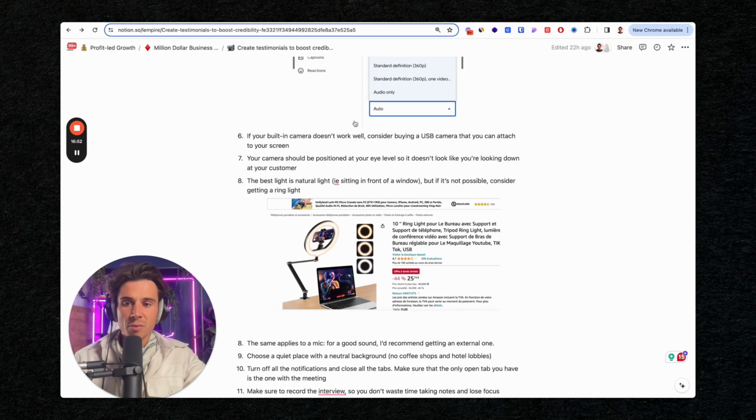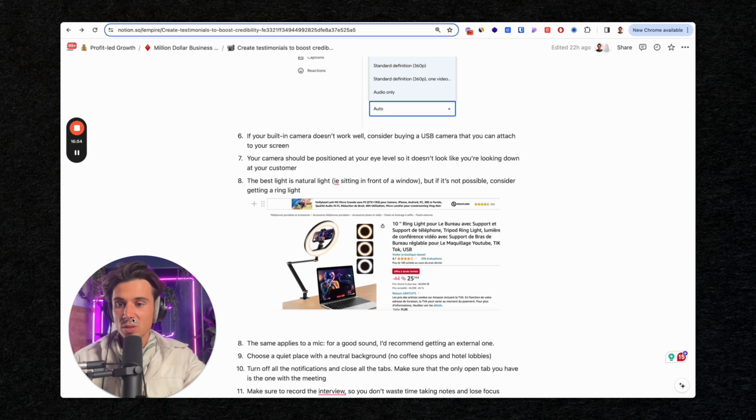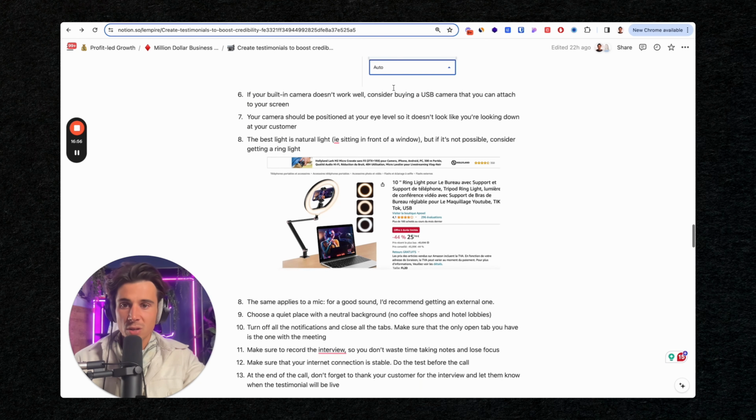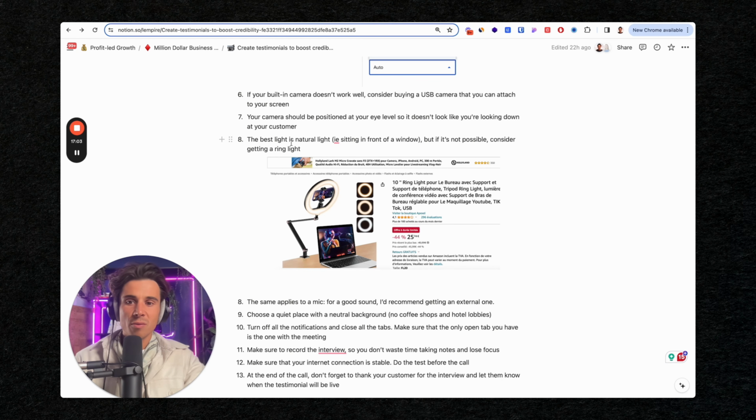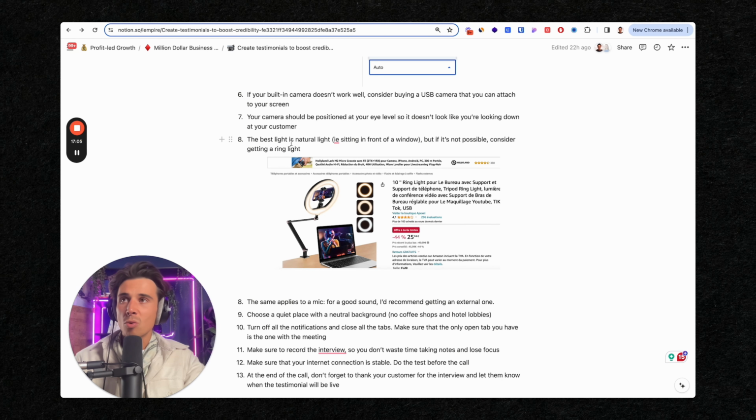So that's very cool. If you have a MacBook Pro, this is the camera I'm using right now. As you can see, the image is pretty good. And I would recommend having a light. If you're in a room with no window, buy a ring light. It costs like $25. It's literally super cheap. And I used to use that.